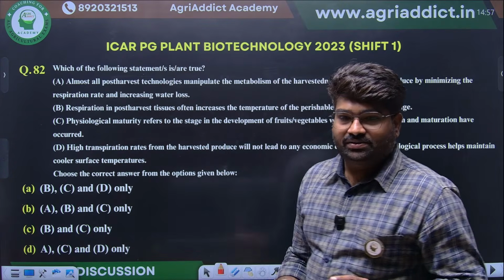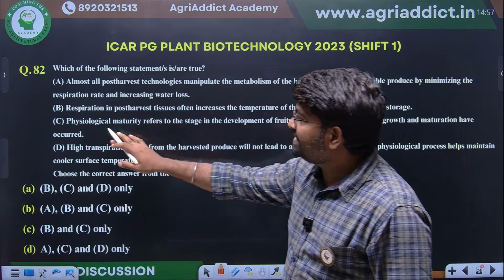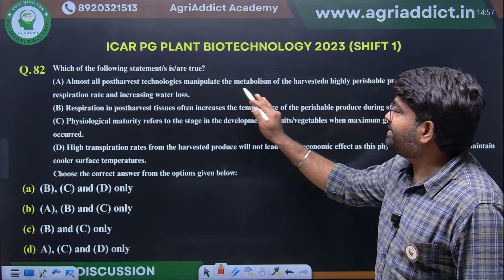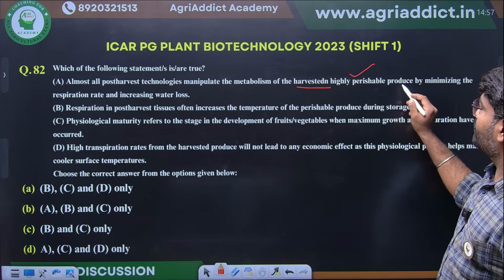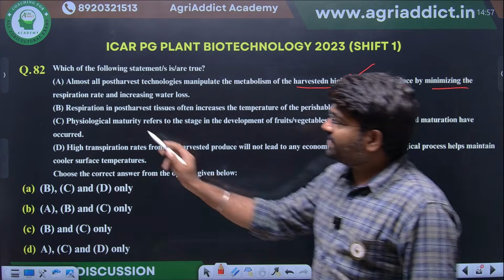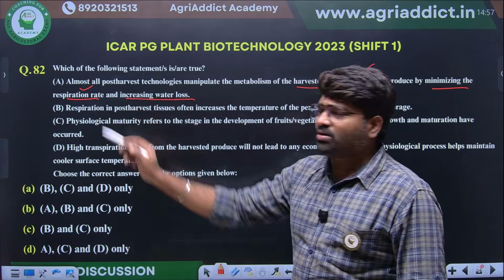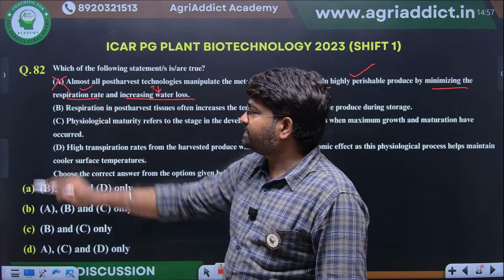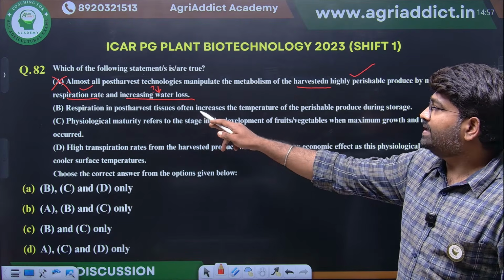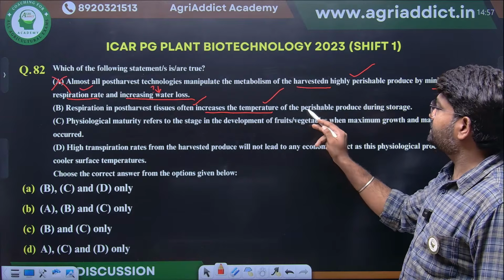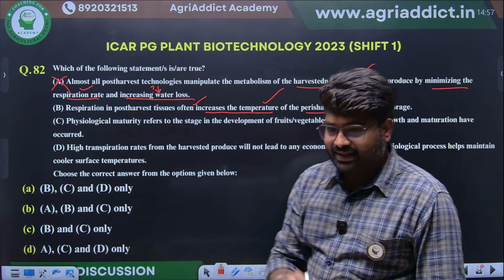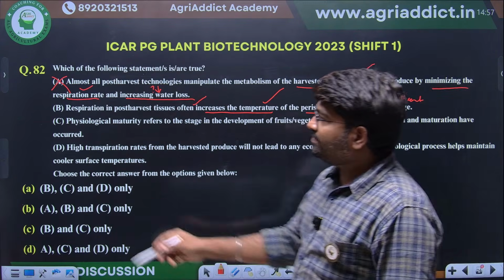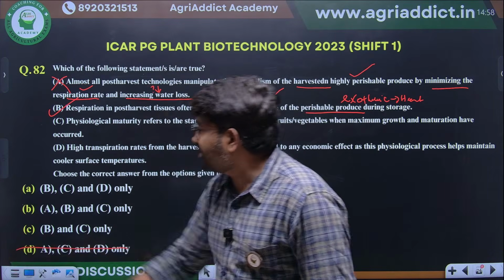See here, post-harvest physiology. This everyone can write. They have given multiple statements. Almost all post-harvest technology manipulates the metabolism of the harvested highly perishable produce by minimizing the respiration. They can minimize the respiration and increase the water loss? No, they have to decrease the water loss, so this will not be correct. Respiration is a post-harvest issue. In post-harvest tissue, it often increases the temperature of the perishable produce during storage. Yes, respiration is an exothermic process. Heat will be produced, so ultimately the temperature will increase. So B will be correct. Wherever B is coming, that will come in the answer.